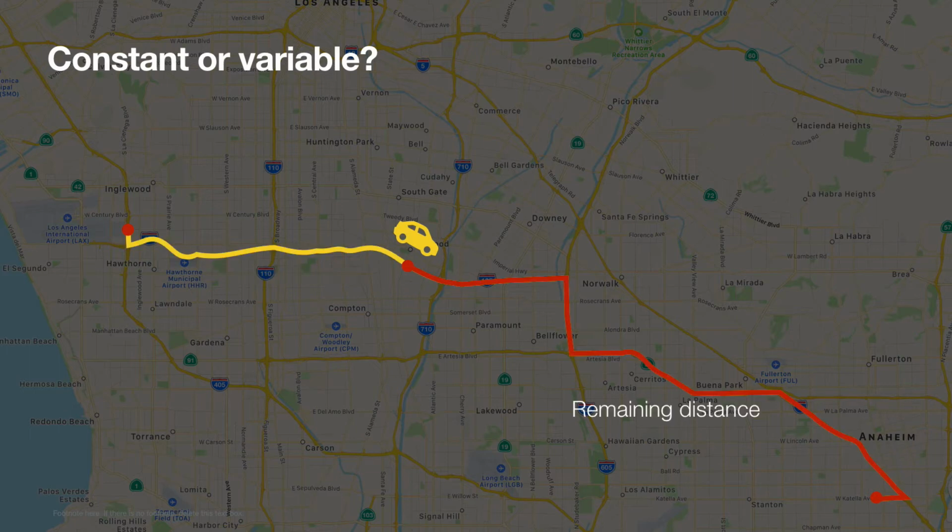Remaining distance? Do you think variable or a constant? How far must you travel to arrive at your destination? The remaining distance changes as you move. You'll represent this value with a variable.